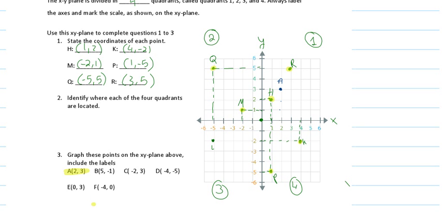B is 5, negative 1. So x is 5. And then which way do I go? Negative 1. Up or down? Down. Negative 1. No, it's this side. It's right here. Okay? Because that's where the x value 5 is, right? And then because it's negative 1, that means I have to go down 1. Right? So that's going to be letter B.